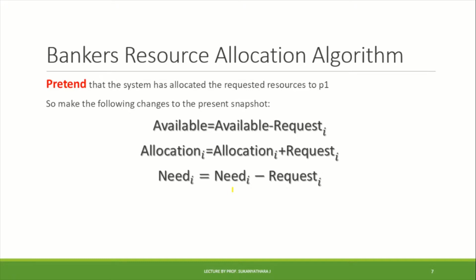Now we have to update the need matrix. What is the future need of P1? Future need of P1 will be reduced because P1 is already granted a request. That much more resources are granted to P1. So the future need reduces, isn't it? So need of P1 is equal to need of P1 minus request of P1.